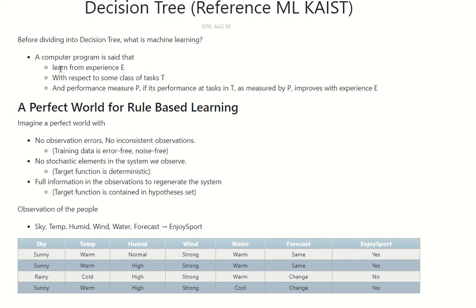We can express that a computer program is said to learn from experience E with respect to some class of task T and performance measure P, if its performance at task in T, as measured by P, improves with experience E. It's a very abstract explanation of machine learning, and as you know, you are already familiar with machine learning.